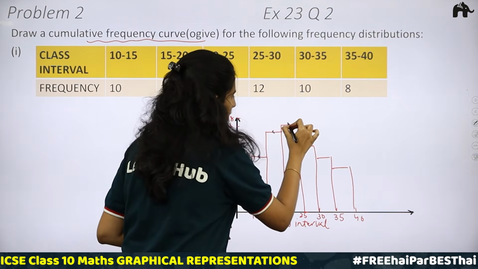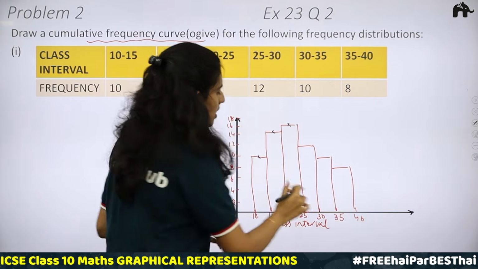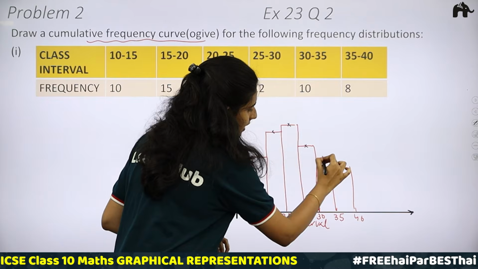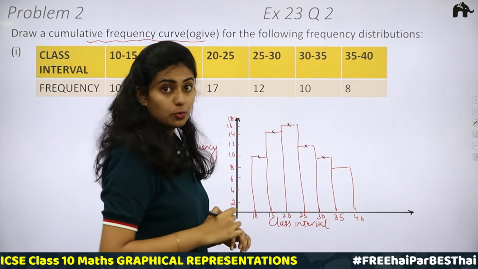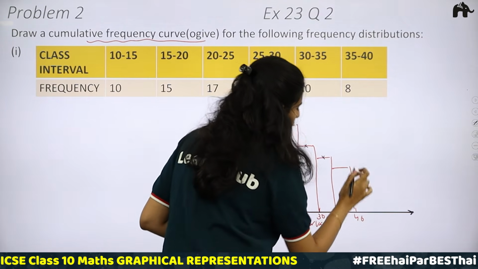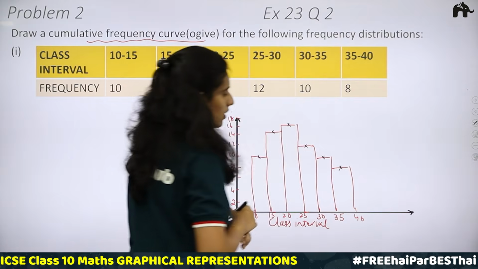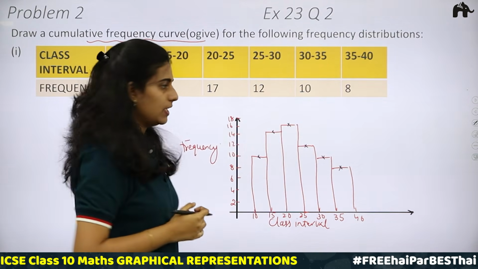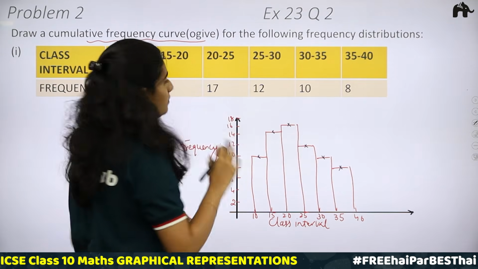22.5. Here we will be having 22.5. 25 to 30, 27.5. 30 to 35, 32.5. 35 to 40, 37.5. Okay. Now, join all these midpoints. You will be getting the required cumulative frequency curve.